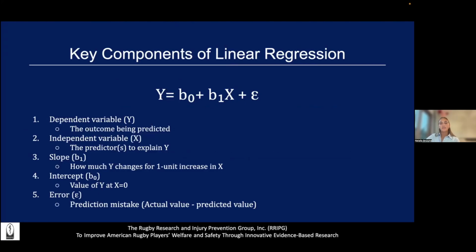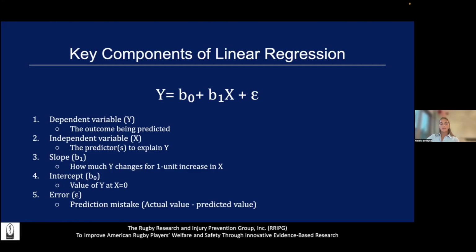Key components of linear regression. So the equation you see is the linear regression equation, and I will break down what each variable means. So y is the dependent variable, or the outcome that we're trying to predict. X is the independent variable, also known as the predictor. This is a factor that we use to explain or predict the outcome. B1, or slope, tells us how much the outcome changes when the predictor increases by 1 unit. A positive slope means the outcome increases, while a negative slope means the outcome decreases.